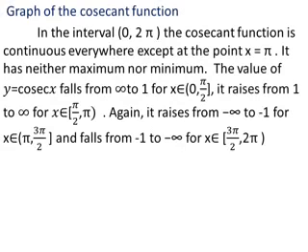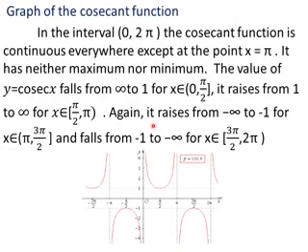Graph of the cosecant function. In the open interval 0 comma 2 pi, the cosecant function is continuous everywhere except at the point x equal to pi. Why we are taking the open interval 0 comma 2 pi is, we saw in the domain the curve exists in R difference n pi, isn't it? So the curve does not exist at 0, 2 pi, pi. So here we have the condition that the curve is continuous everywhere except at the point x equal to pi. It has neither maximum nor minimum value.